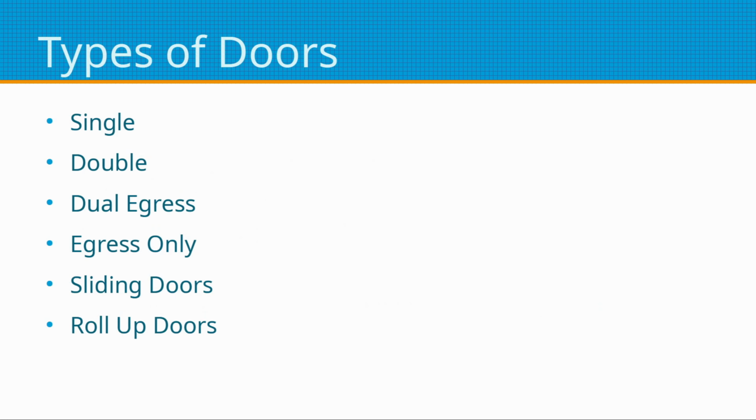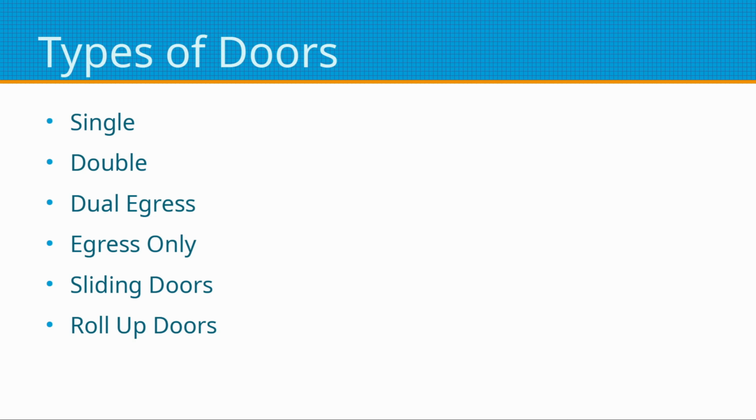Let's talk a little bit about the types of doors. So you have a single door, double door, dual egress, egress only, sliding doors, and roll-up doors. Single doors are just what you'd think of, right? It's a single door by itself. It might be like the front door to your house or the door to your office. It's one door that swings in a frame and it latches against the frame. A double door is a little bit different because it's two doors and they may latch to a post in the middle, or they may latch with some vertical rods, which we'll talk about later. But it's two doors that swing the same direction.